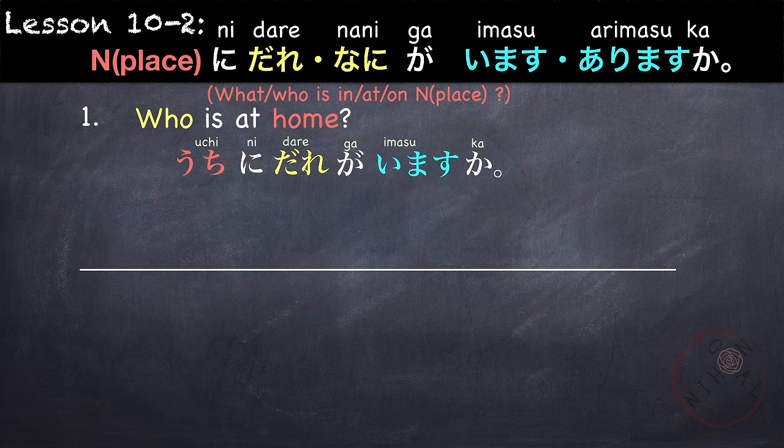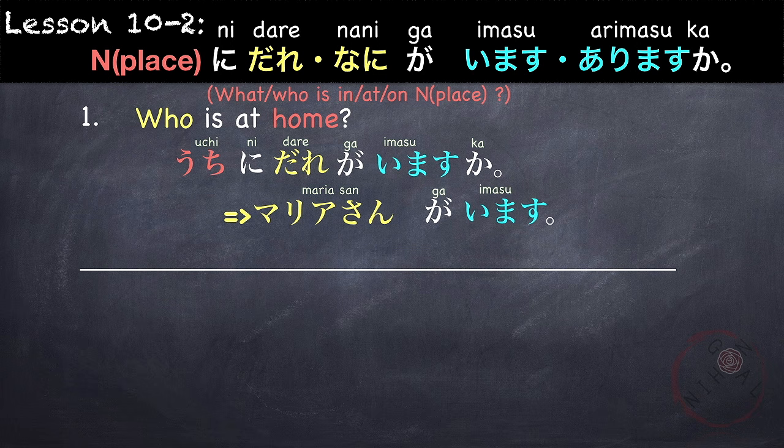If we want to say Maria is at home, we say Maria-san ga imasu or Maria ga imasu. Or if there is no one, we could say dare mo, followed by the negative form of imasu, which is imasen. Dare mo imasen. Dare mo in this sentence means no one. No one is there.